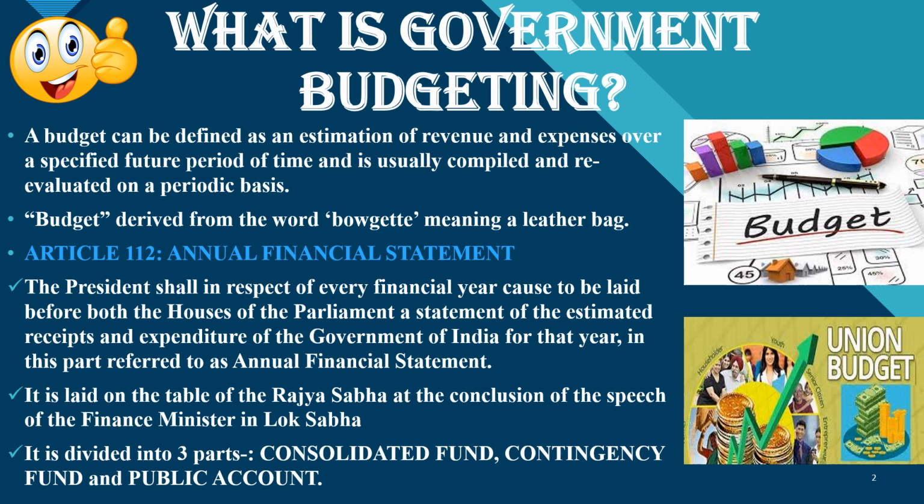It is laid on the table of the Rajya Sabha at the conclusion of the speech of the finance minister in the Lok Sabha, and the budget is divided into three parts, that is the Consolidated Fund, the Contingency Fund and the Public Account. We'll be talking about these three funds in detail in our slides ahead.